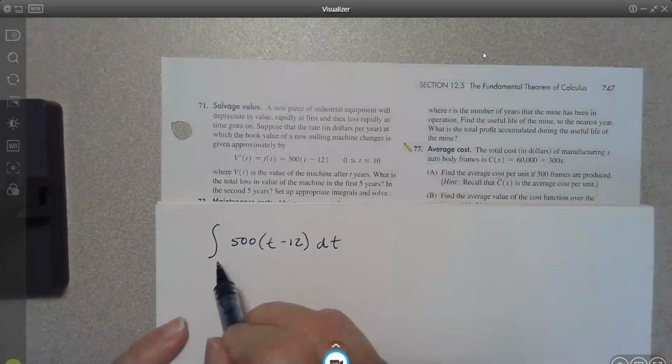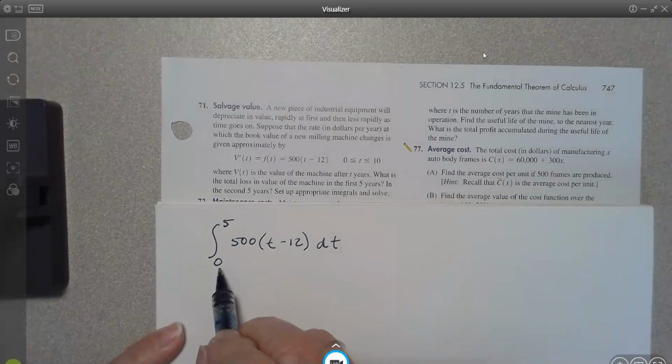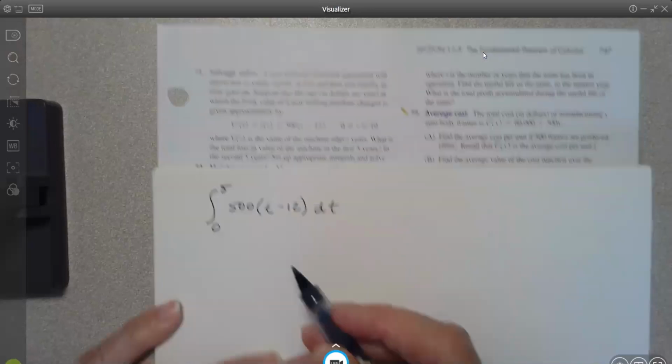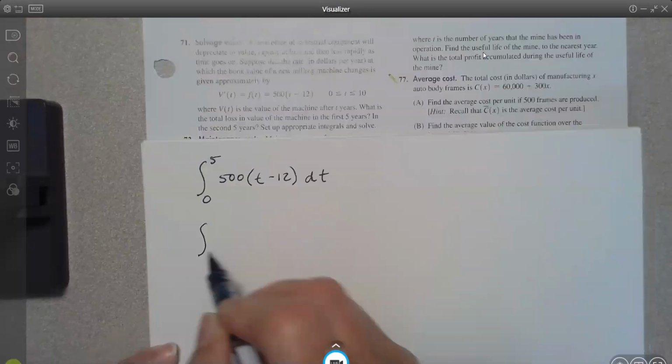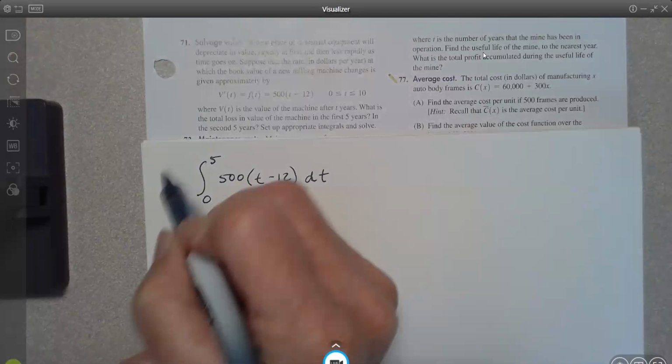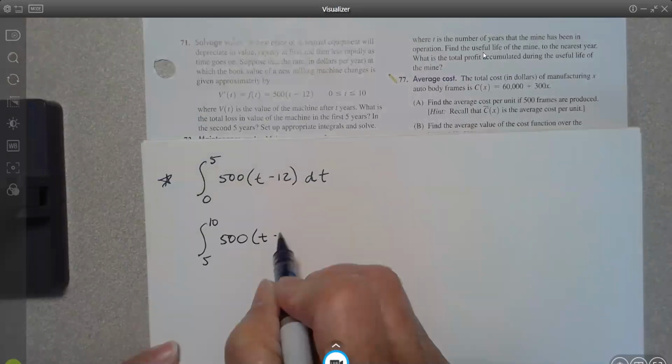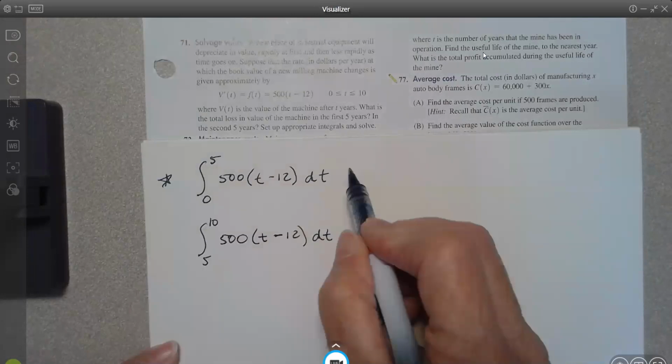What's the total loss in value of the machine in the first 5 years? What should be my lower limit? Lower limit 0, upper limit 5. I've had people tell me 1 here, but the only problem with 1 is you're not considering 3 months or 4 months or 5 months. 0 is the initial time that the machine was purchased. So this would be for the first 5 years. I usually have people get the second 5 years, but it's always this one up here that throws them for a loop. So that would be my setup. I want you all to use your calculator and see what you come up with on this.